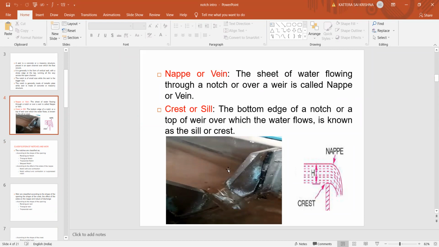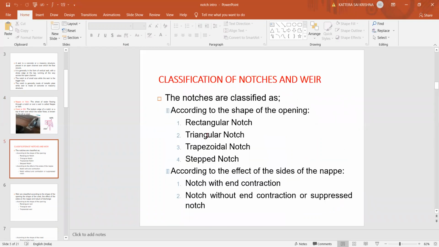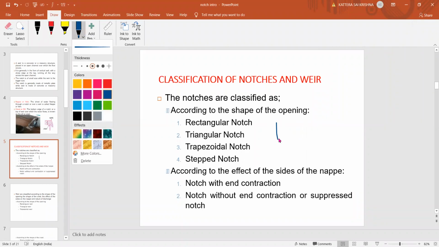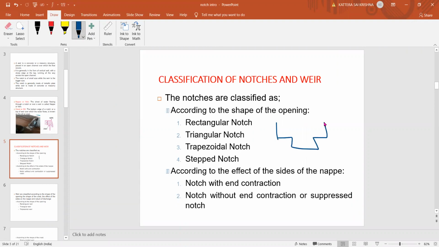If we have a rectangular opening in the plate, that type of notch is called a rectangular notch. And if we have a trapezoid shape, the gap which is seen there, that is called a trapezoidal notch. Similarly, a stepped notch is nothing but like our steps. There will be two rectangular shapes, like this. I will show you. Something like this. The opening will be something like this.